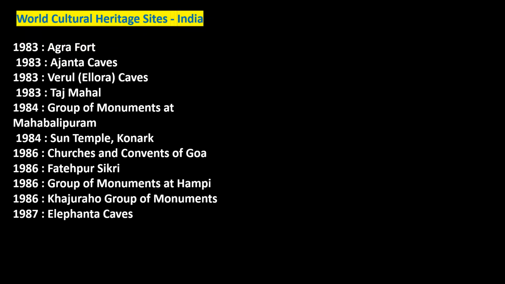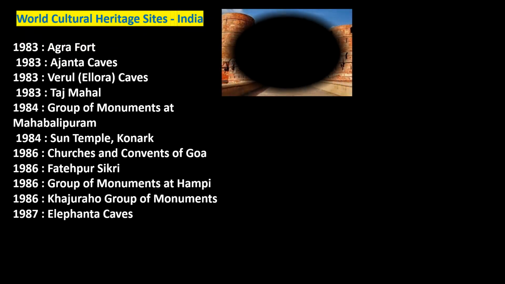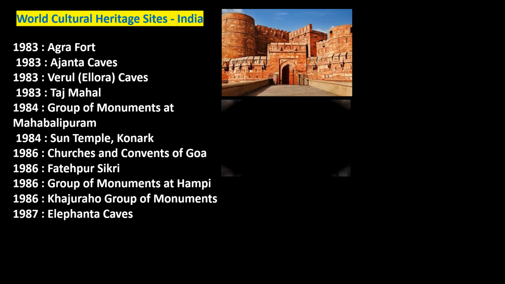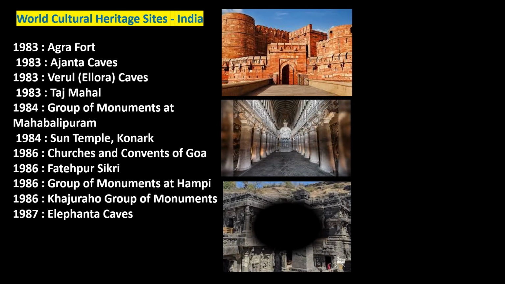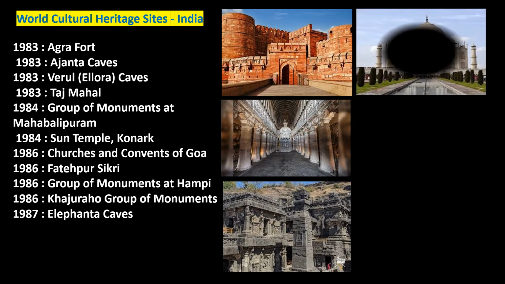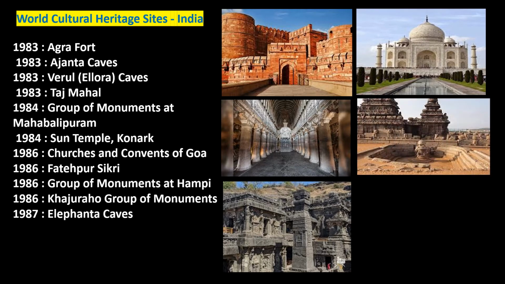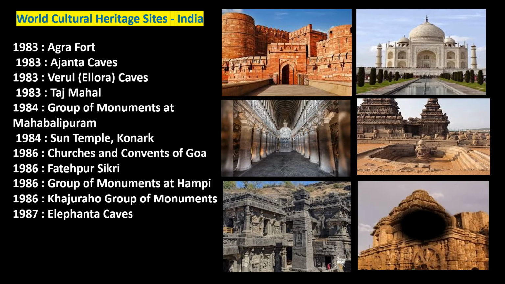World Cultural Heritage Sites of India. 1983, the Agra Fort. 1983, Ajanta Caves. 1983, Verul or Ellora Caves. 1983, the beautiful Taj Mahal. 1984, group of monuments at Mahabalipuram. 1984, Sun Temple at Konark.